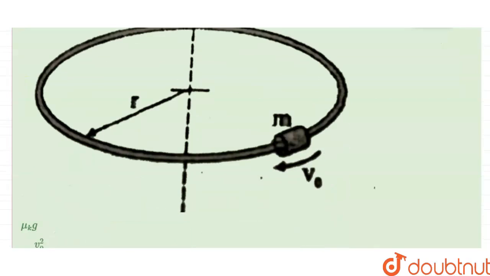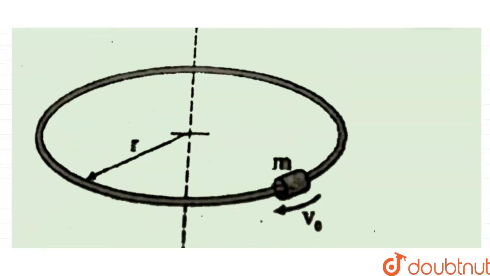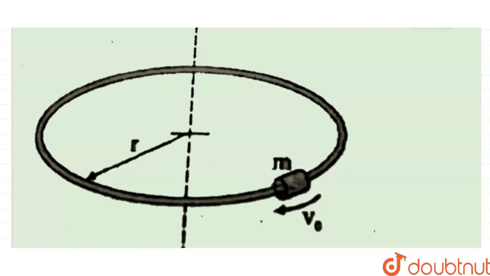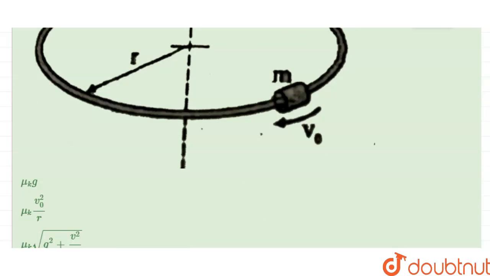As you can see in the diagram, this is the hoop which is moving in this ring, and the radius of this ring is r, the mass of the hoop is m and its velocity is v0. We have to find out the tangential acceleration of this hoop. So first I am going to draw the free body diagram of this hoop.